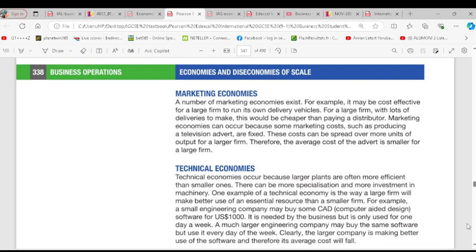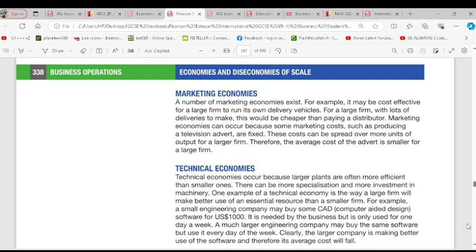Marketing economies can occur because some marketing costs, such as producing a television advert, are fixed. These costs can be spread over more units of output for a larger firm. Therefore, the average cost of adverts is smaller for a large firm. For marketing economies of scale, the advertisement cost is always fixed.